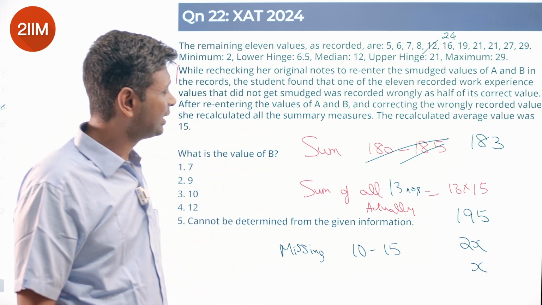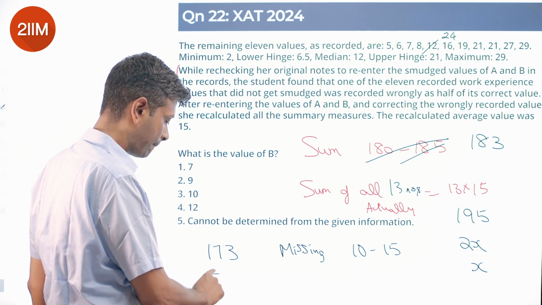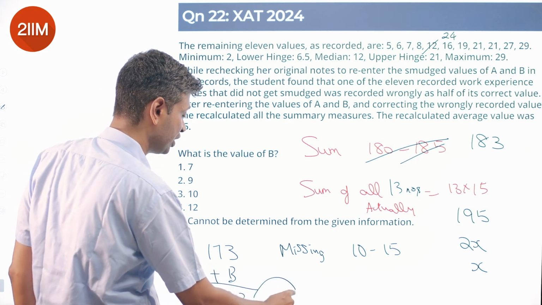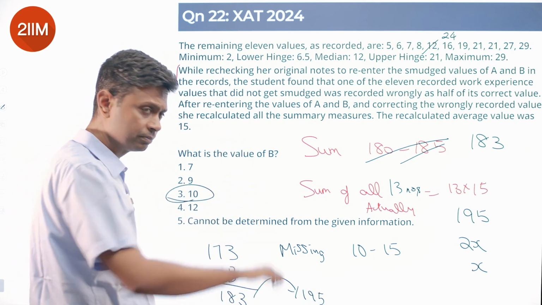What is B? The sum of the 11 remaining numbers originally was 173 plus B, which is now 183. After the correction it goes to 195. What is the value of B? B should be 10. Beautiful question.